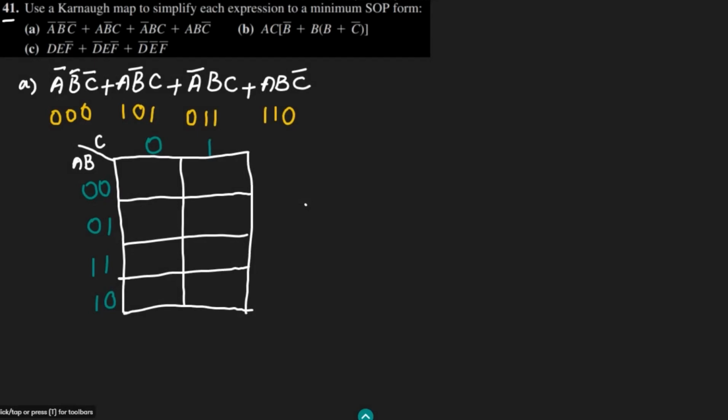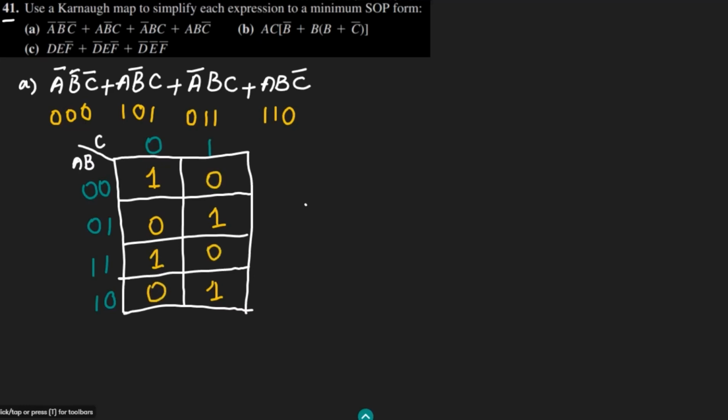Now putting values here: the first value is 0 0 0, so it will be here. The other one is 1 0 1, so 1 0 1 is here. 0 1 1 is here, and 1 1 0 is here. All the other terms will be 0.